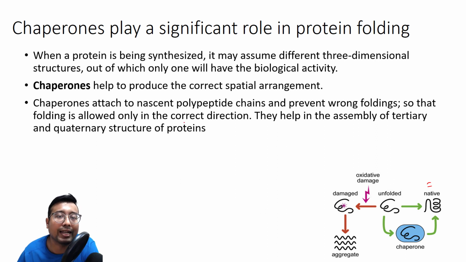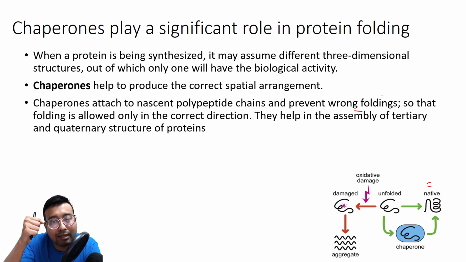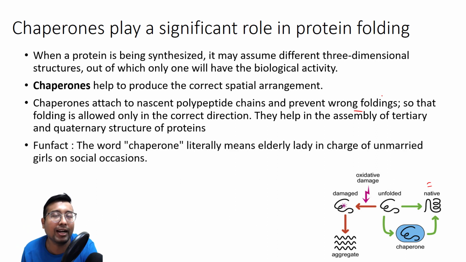Chaperones actually attach to nascent polypeptide chains and they prevent wrong folding, so that the folding is allowed only in the correct direction. They help in the assembly of tertiary and quaternary structure proteins. So out of multiple possible wrong directions and a single possible right direction, chaperones show the path. Okay, it hand holds the protein so that the folding only occurs in a specific direction, right?